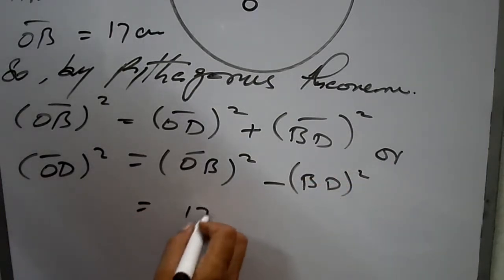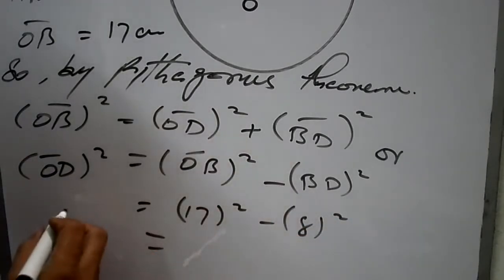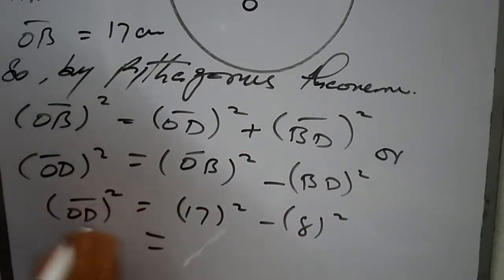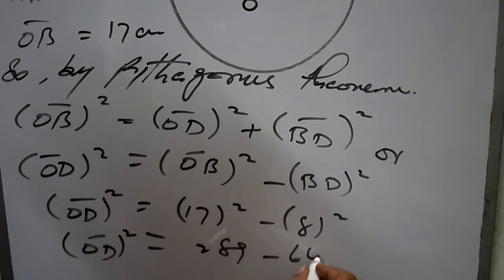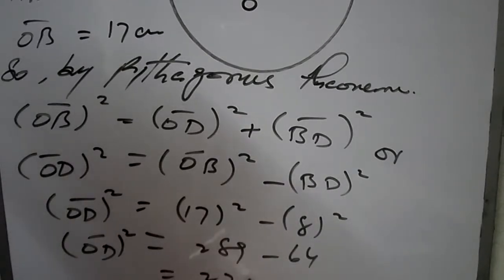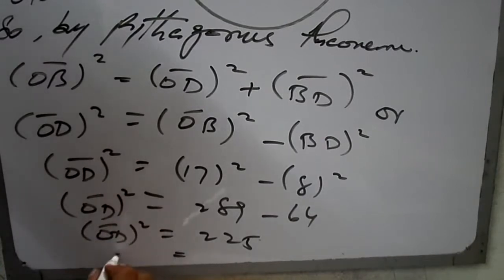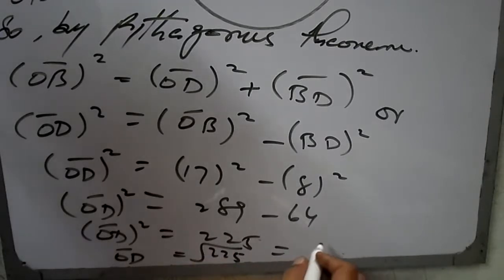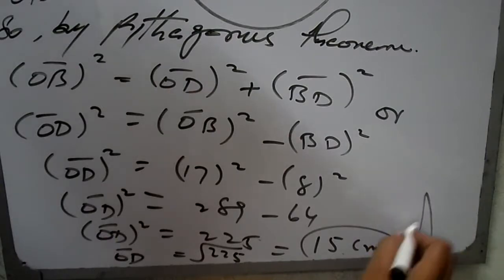putting the values, after simplification you will get the value of OD squared is 225, but you need the value of only OD, so taking under root, you will get 15 centimeters is your required result.